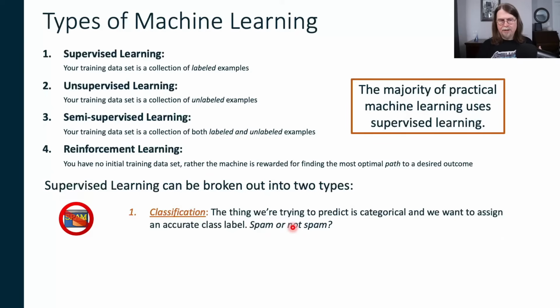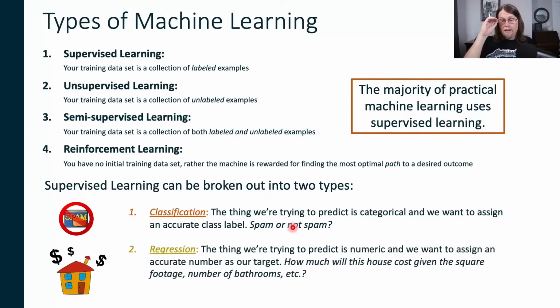Next up, we have regression. Regression is this idea that we're not trying to predict categorical labels. Our output, our target, our label is actually numeric, like a price of a house, revenue, sales, whatever it might be. And that's also a very common supervised learning technique.